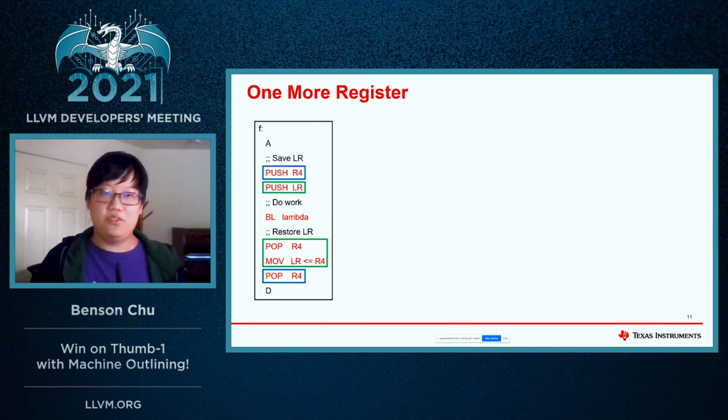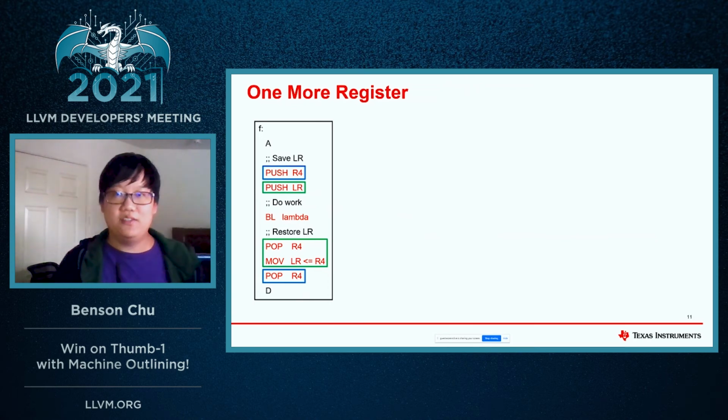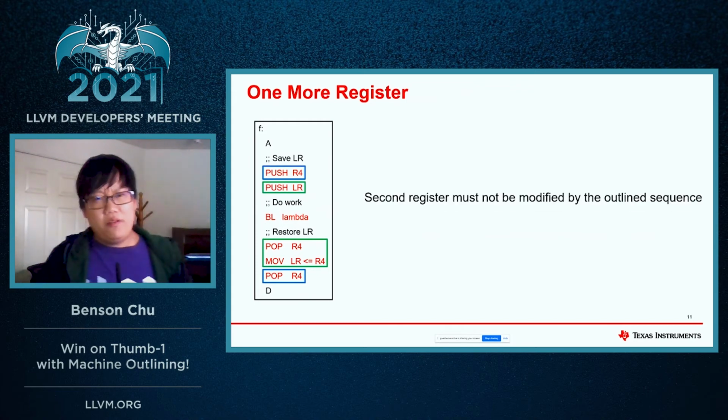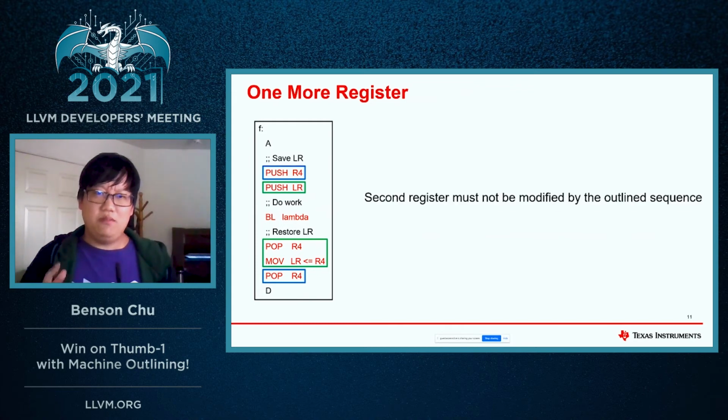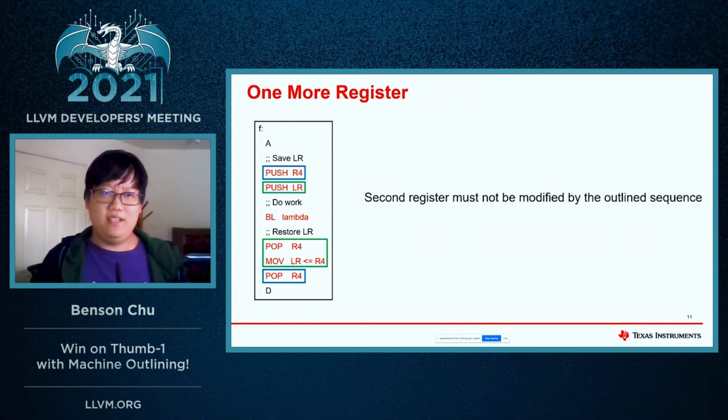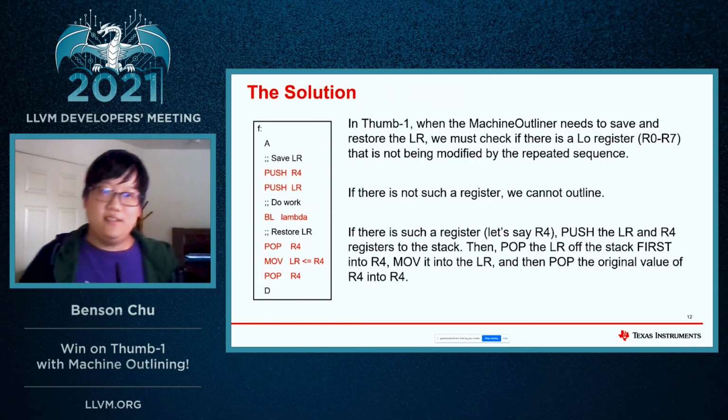And then after that, we can restore the value of whatever register. And one other thing of note is that this second register must not be modified by the outline sequence, because if it were, then the live-out value of R4 changes, which affects the behavior of the rest of the function, which is just not ideal. So yeah, that's the solution.